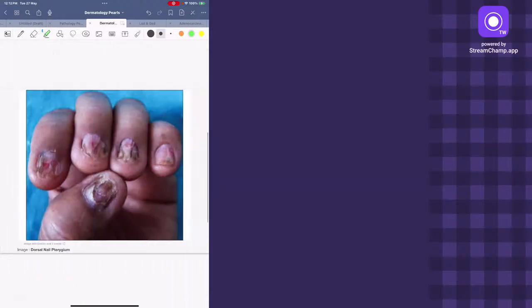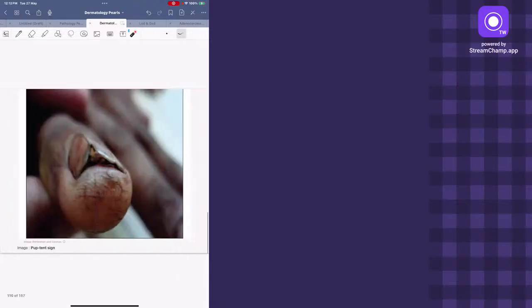See, this is the dorsal nail pterygium, where the dorsal nail fold is connected to the nail bed. This is dorsal nail pterygium. Then we have also pup tenting.